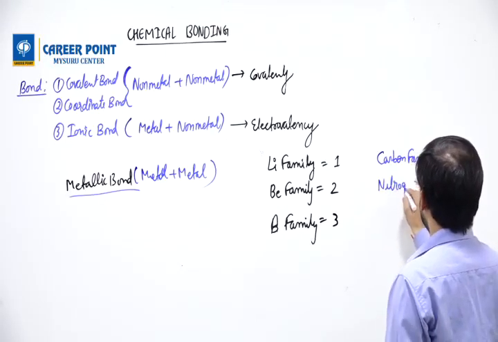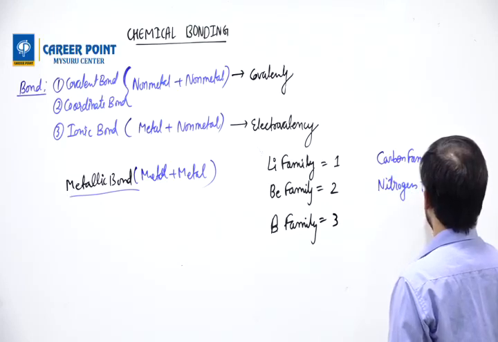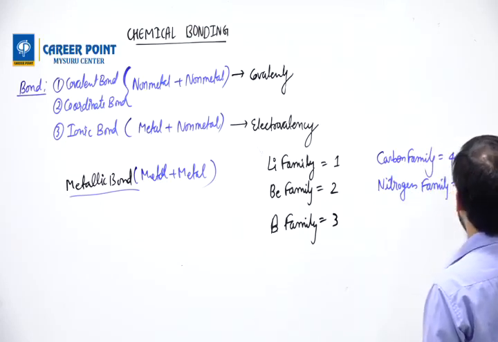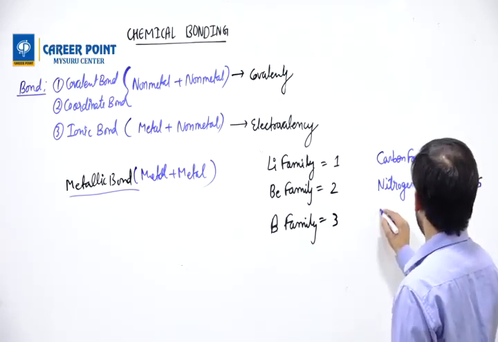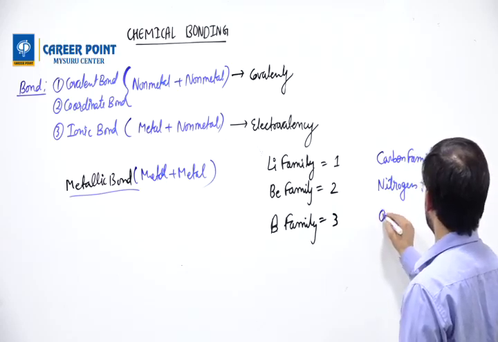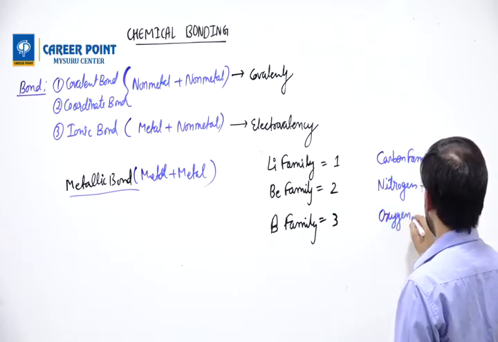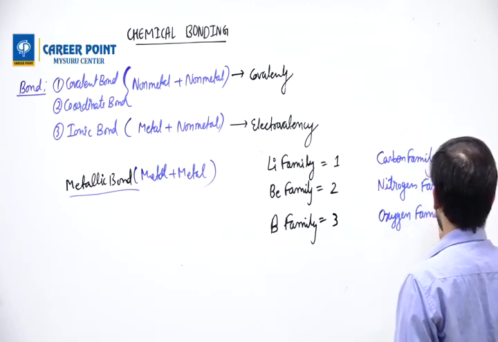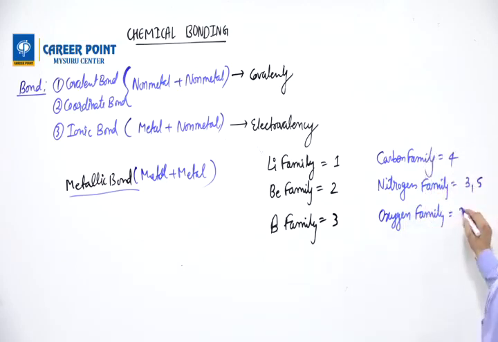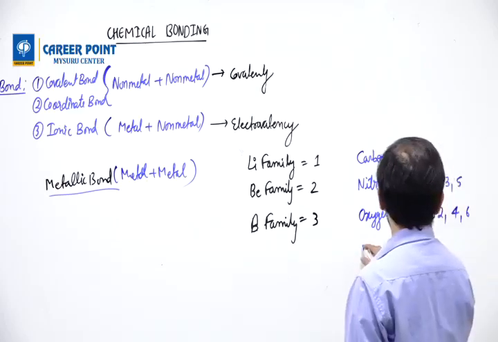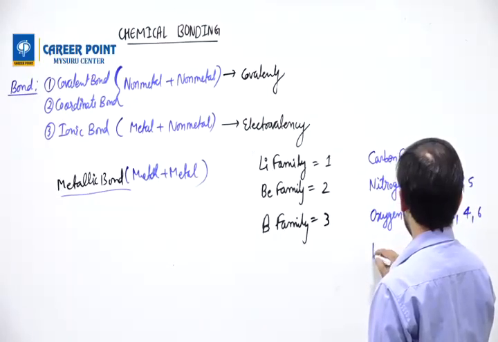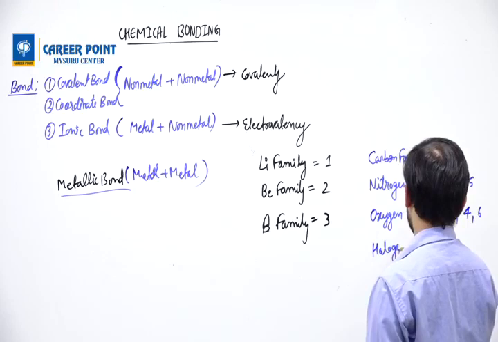Then nitrogen family. Nitrogen will form 3, but the remaining will form 5. Then after nitrogen, oxygen family. Now the oxygen family, oxygen will form 2 bonds, whereas sulfur can form 2, 4, 6. Okay. Then after oxygen, next one is halogen family.